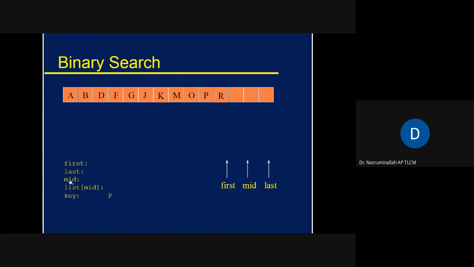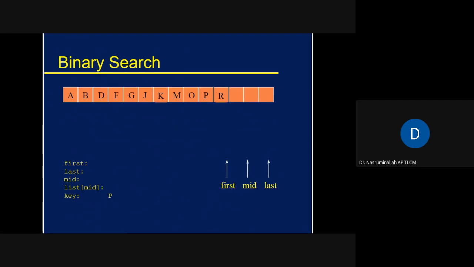And to the left side we have labels first, last, middle, list, and key. During every iteration, these different labels will be updated. So initially you can see that for first and last we don't have any values, but key is defined as P. So within this binary search, our target is to find a key element that is P using a binary search.